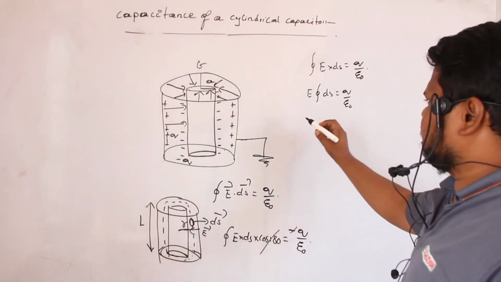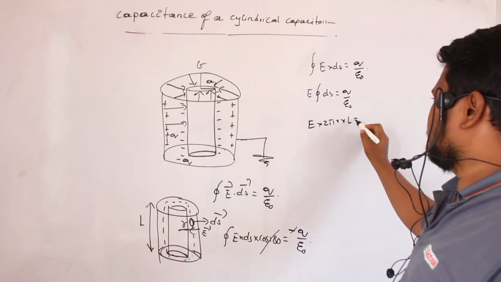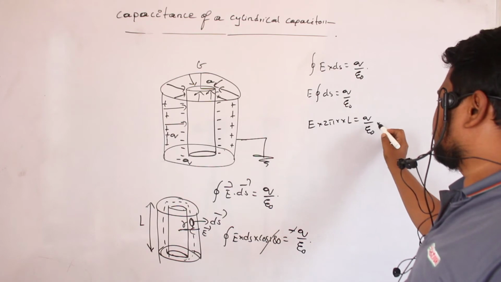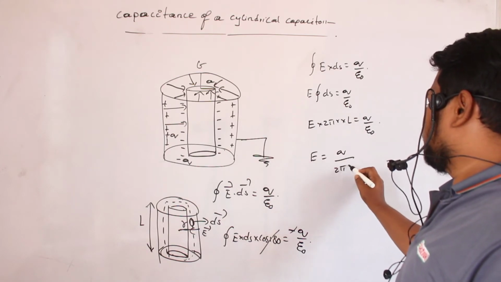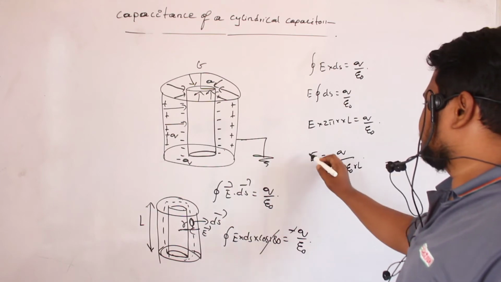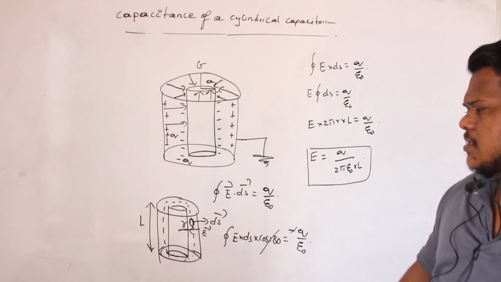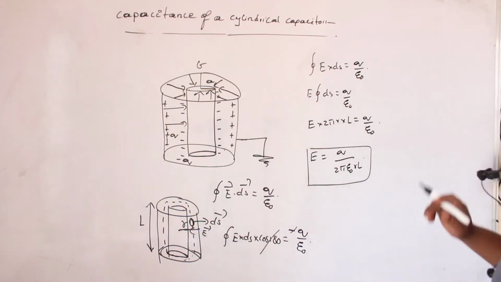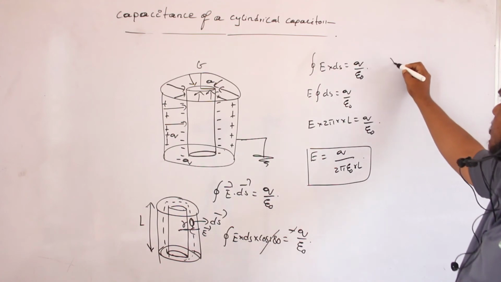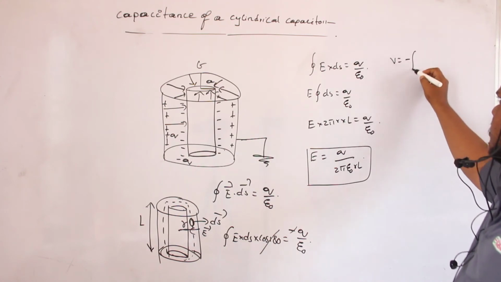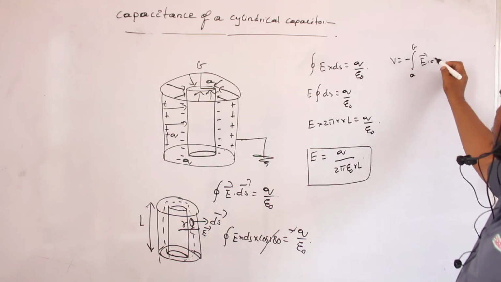So therefore E into 2 pi r multiplied by L is equal to q divided by epsilon naught. So therefore E is equal to q divided by 2 pi epsilon naught r L. Okay. So this is the electric field existing in this radial space. If I calculate electric field, I can also calculate potential difference. So the relation for potential difference is again the same formula, just how we have written previously, integration from A to B of E dot dr.